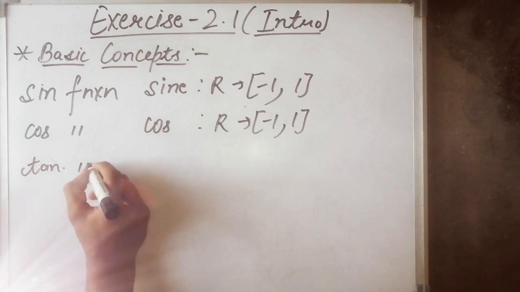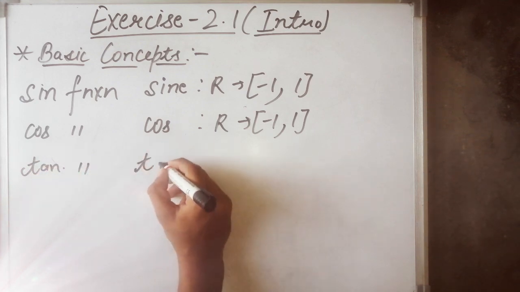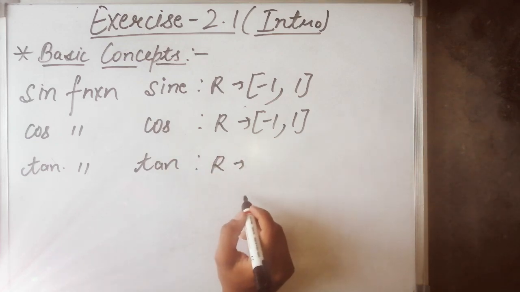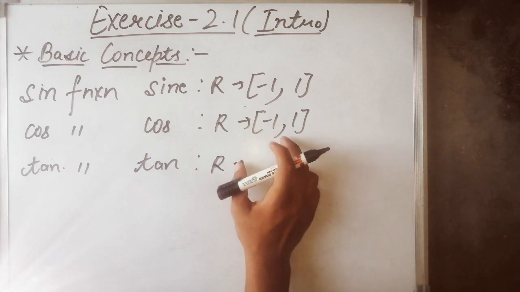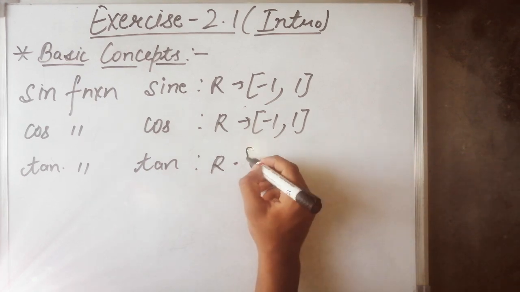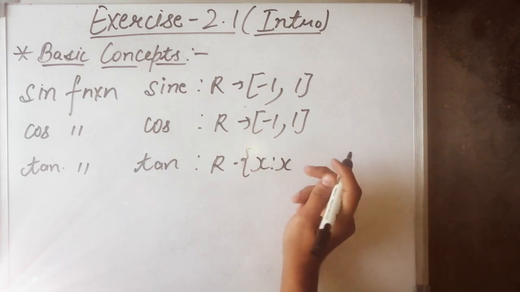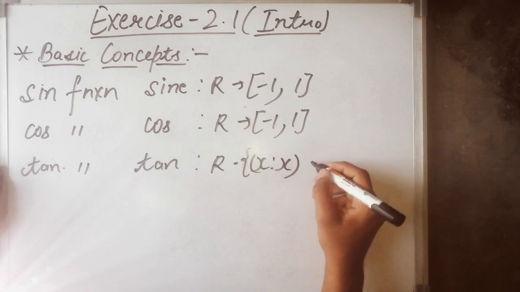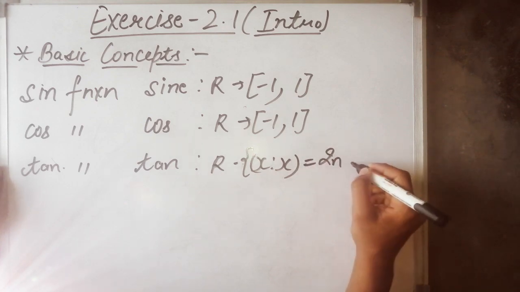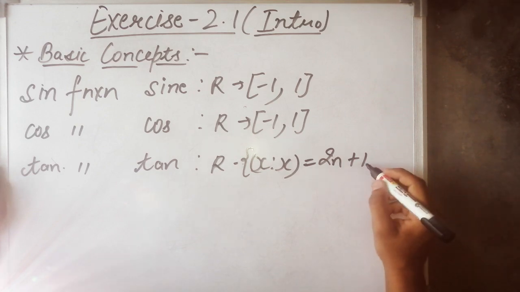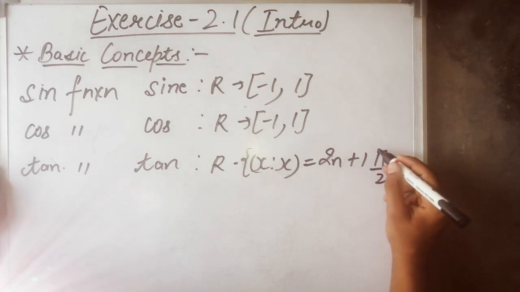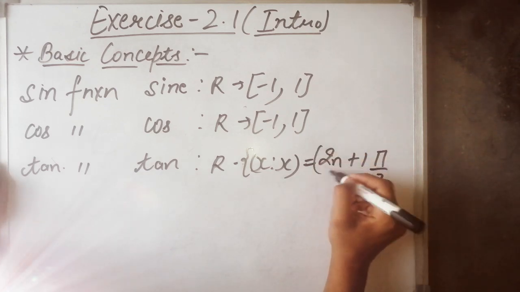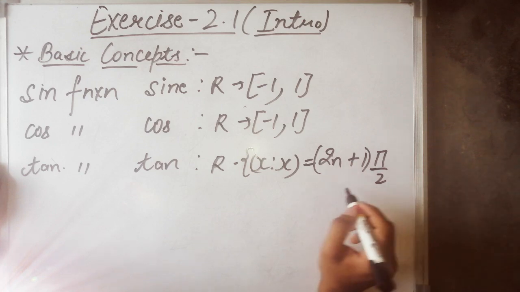Tangent function is defined on real numbers, minus the values such that x equals (2n plus 1) pi by 2. This pi by 2 is multiplied by the odd number 2n plus 1. Okay, and n belongs to integers.